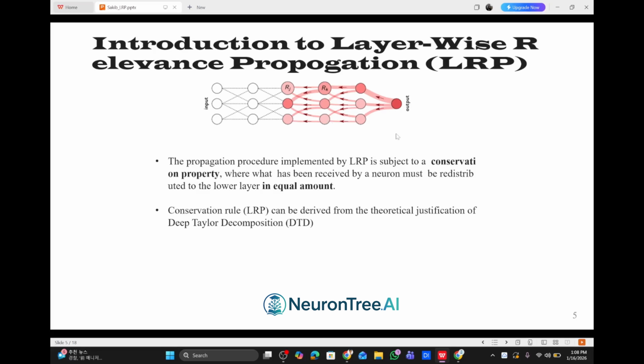In LRP, we have to remember one thing, which is the conservation property, which is very important to maintain in LRP. That means, as I already discussed, if this neuron receives like 10 units, it must be distributed to the lower layer in equal amount. However, we can derive this LRP from deep Taylor decomposition.